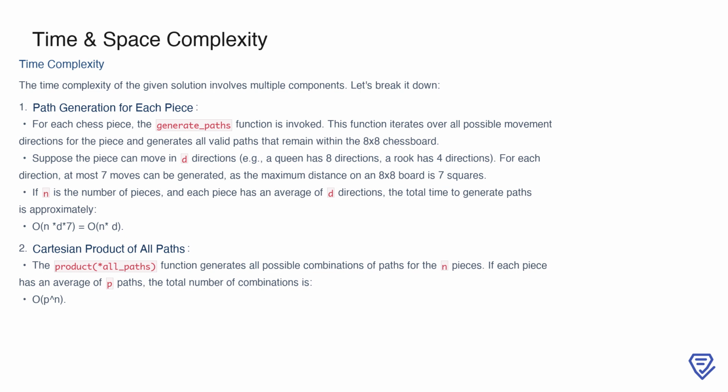If there are n chess pieces, and each piece has an average of d directions, then the time complexity for path generation becomes O(n*d). Next, we have the Cartesian product of all paths, where we compute all possible combinations of paths for the n pieces. If each piece has an average of p paths, the Cartesian product results in approximately O(p^n) combinations. This step is computationally expensive, as the number of combinations grows exponentially with the number of pieces.